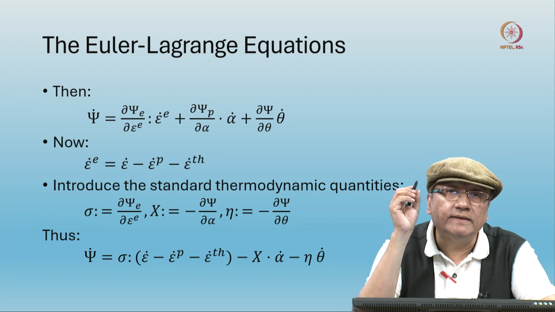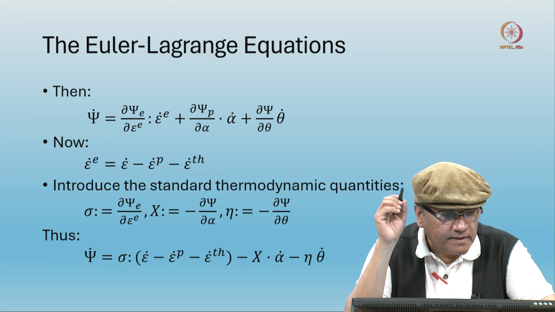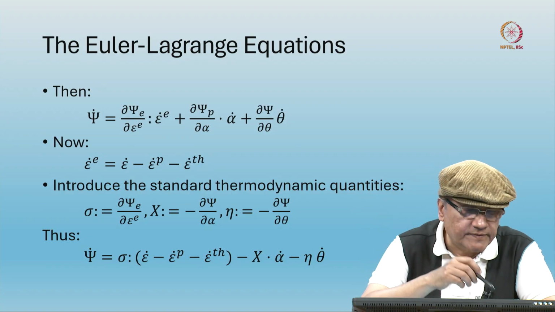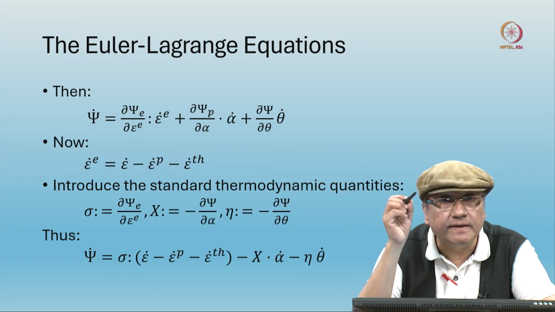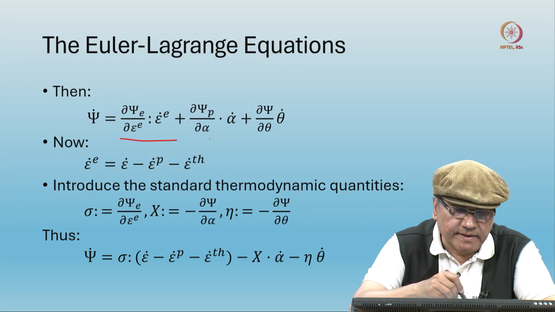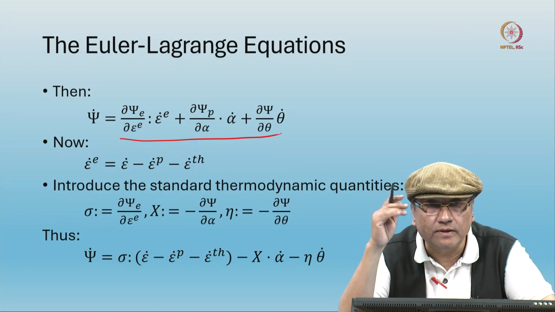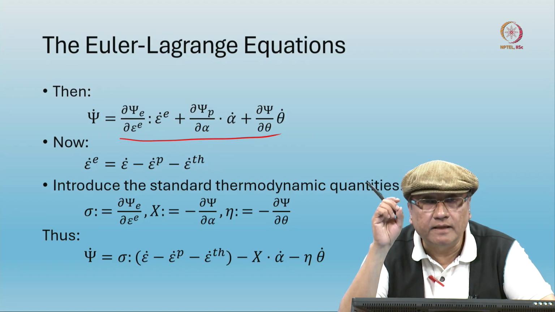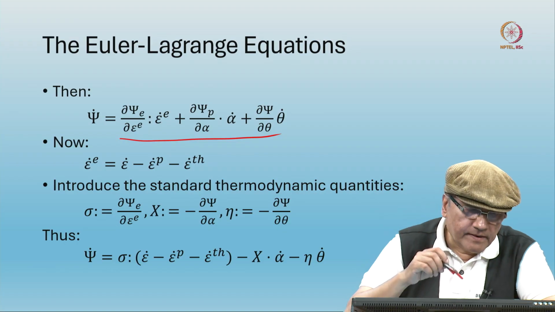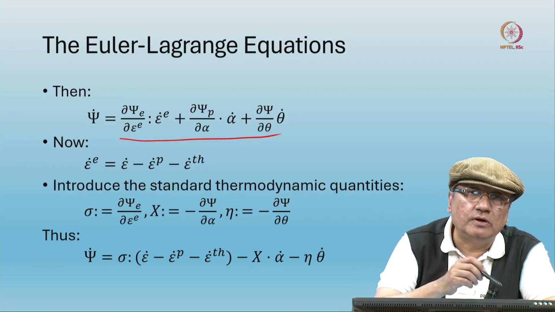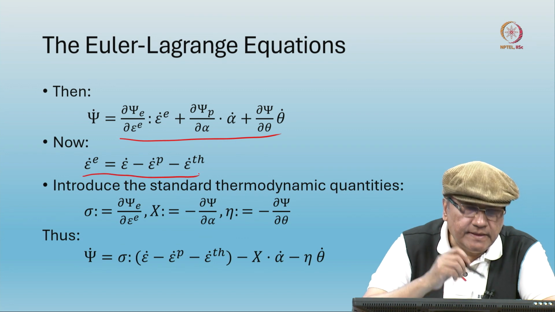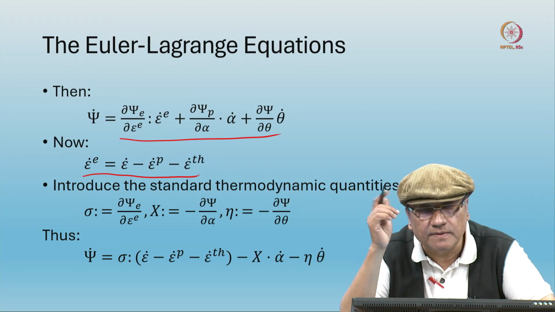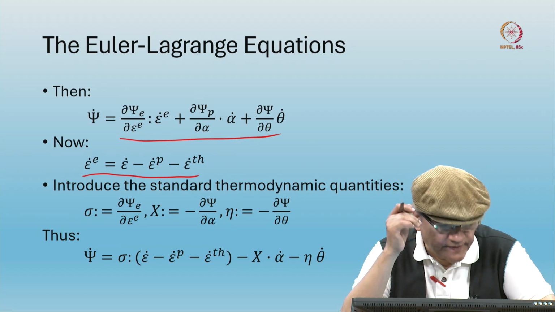Now let us do the Euler-Lagrange equations. Observe that psi dot, by just the chain rule of differentiation, I can write as del psi by del epsilon E times epsilon E dot, and so on. This is the standard thing that we have been doing for quite a long time, observing that psi is a function of epsilon E, alpha and theta. Now you take the rate of epsilon E, which is related to the rate of the total strain epsilon, the plastic part and the thermal part. This way, it is trivial.